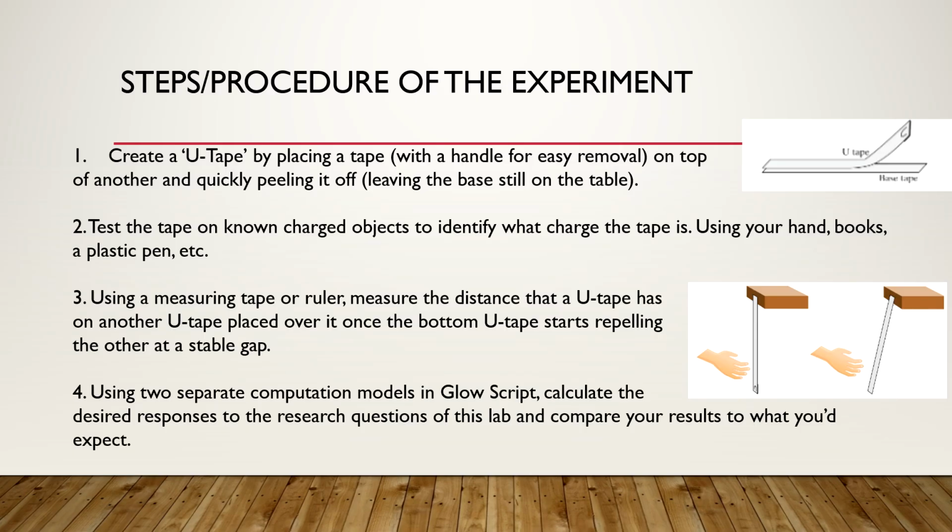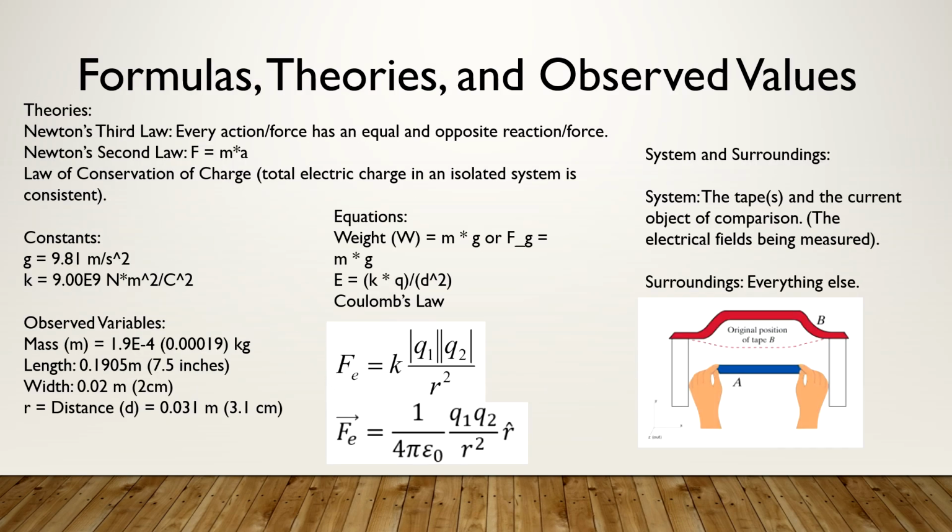One will be based more on your observed values, while another will be more calculated to get the lines of charge values that we expect and want to compare. These are some of the formulas, theories, and observed values we use throughout the experiment. For theories, we have Newton's third law, with every action/force having an equal and opposite reaction/force.